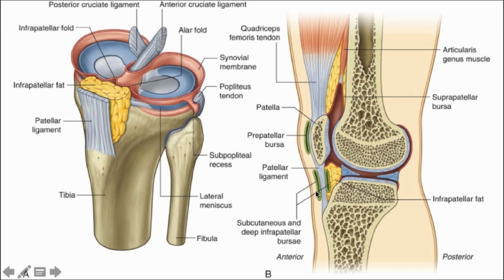Remember, there's also bursa. There's a prepatellar bursa and the infrapatellar bursa that help also with the patellar ligament and the quadriceps tendon and the patella, as they're there to prevent friction from forming in there.